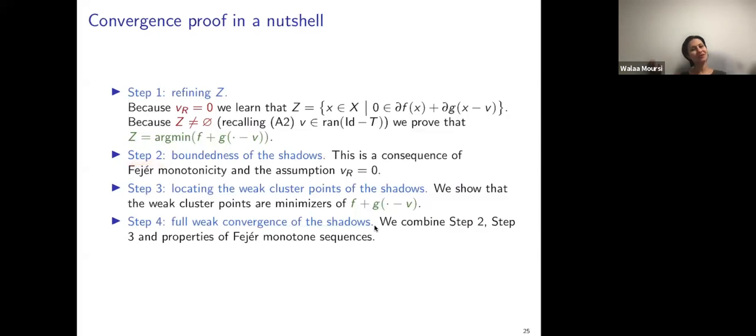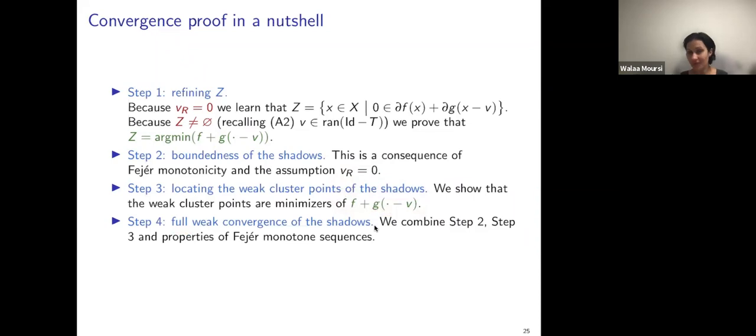Step 2, the boundedness of the shadows. Now we proved it in a more general framework of maximally monotone operators. So we just get this for free from the more general framework of maximally monotone operators, along with the assumption VR equals 0. Remember, that was actually an if and only if. So VR equals 0 is necessary and sufficient for the boundedness of the shadows. And now we have a bounded sequence. We can talk about its weak cluster points. We were able to locate the weak cluster points to be the minimizers of this.